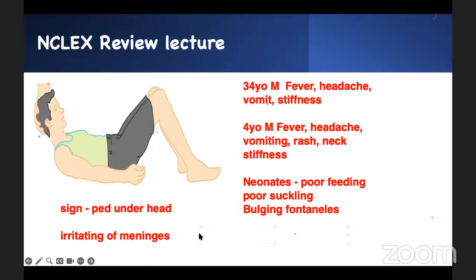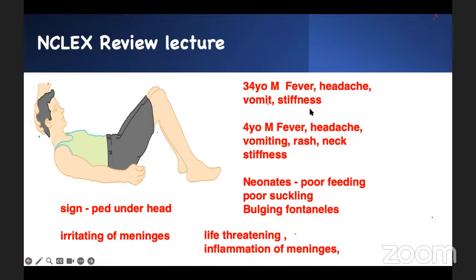What is the problem? This is a life-threatening issue. Very life-threatening, and it's due to the inflammation of the meninges. Meninges surround your brain. So when there is inflammation, things happen in the brain. The brain basically gets bulgy, it gets swollen, there's no space anymore, and you start having manifestations of this sign, right? Adults will present this, peds will present like that, and the neonates will have poor feeding, poor suckling, and bulging fontanelle.